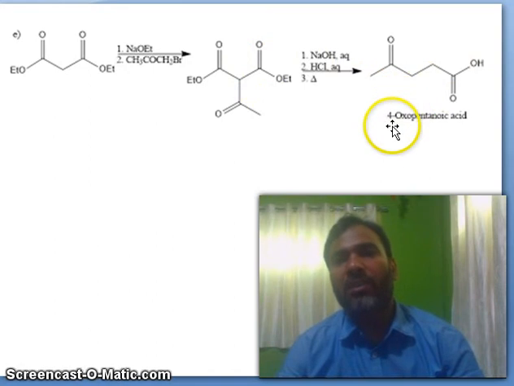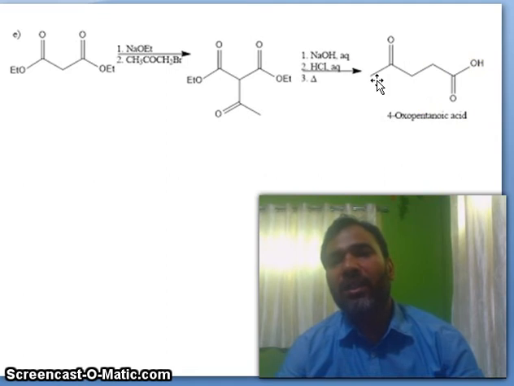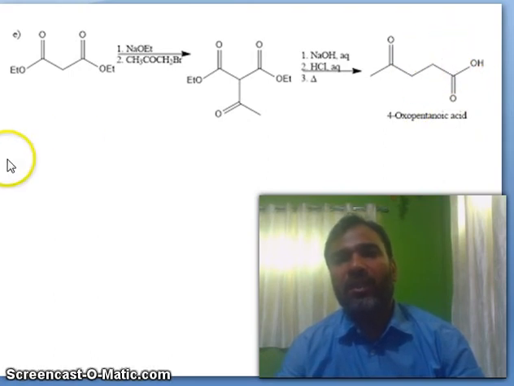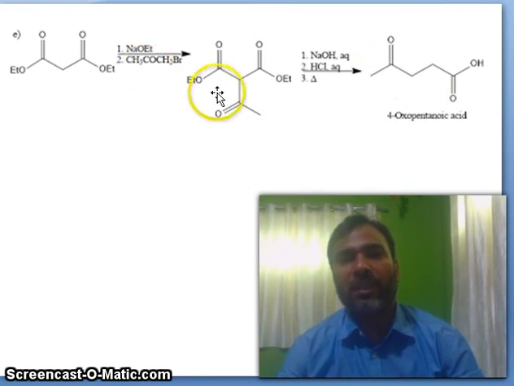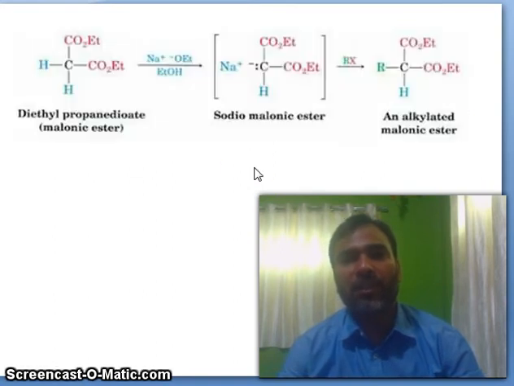So this is 1, 2, 3, 4, 5 carbon atoms, so pentanoic acid, so 4-oxopentanoic acid. This portion is coming from malonic ester, and this portion is coming from this center. This is a derivative of acetone.